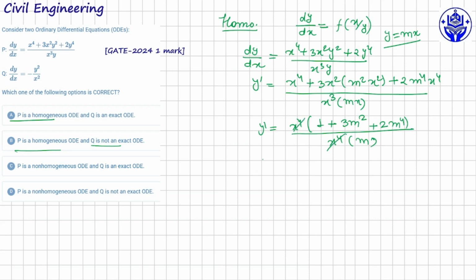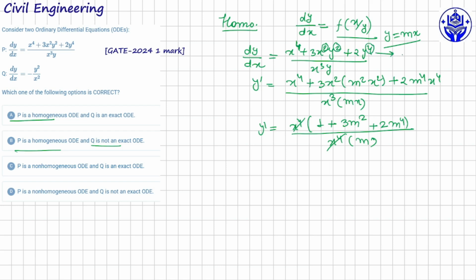Now I can just cancel it and write it in this form. It means that while putting this value, the variable separates out. So you can relate that it is a homogeneous kind of differential equation. There is no variable present in this case. Another check: the degree of the numerator and the degree of the denominator are equal. What is the degree? Degree means the power. It is 2 plus 2, which is 4, and it is 4.